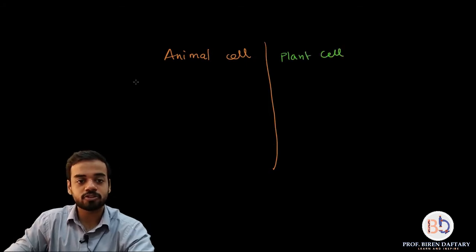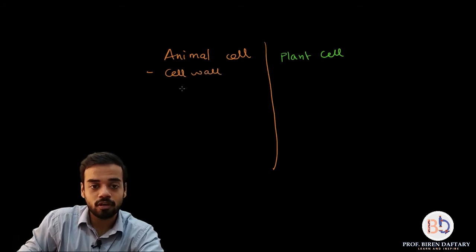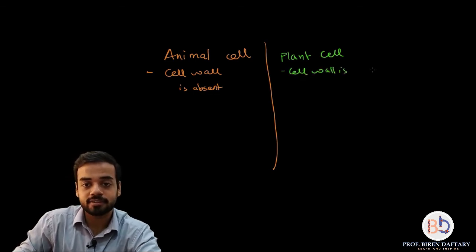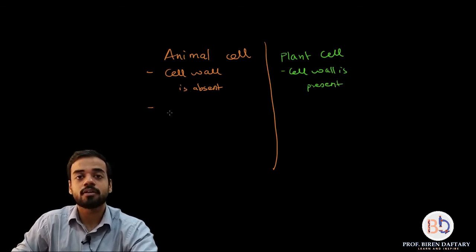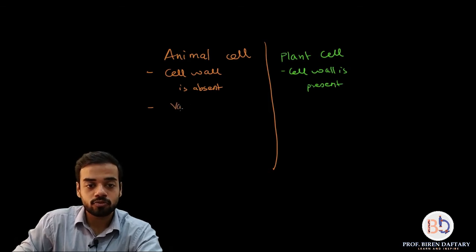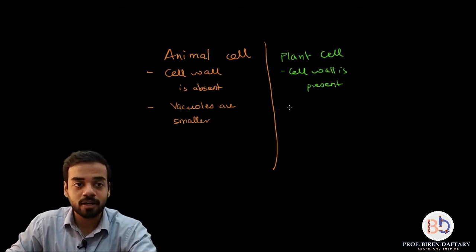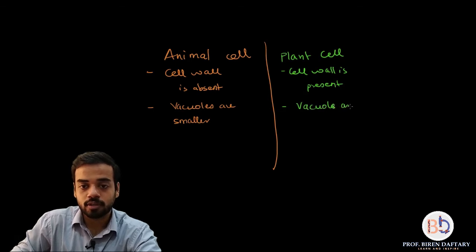Okay, so what was the first point? The first point was cell wall. So I will write down, cell wall is absent, whereas in the plant cell, cell wall is present, correct? What was the next difference which we had seen? The next was about the vacuoles. So vacuoles are smaller, whereas in the case of plant cells they are much larger. Vacuoles are large.